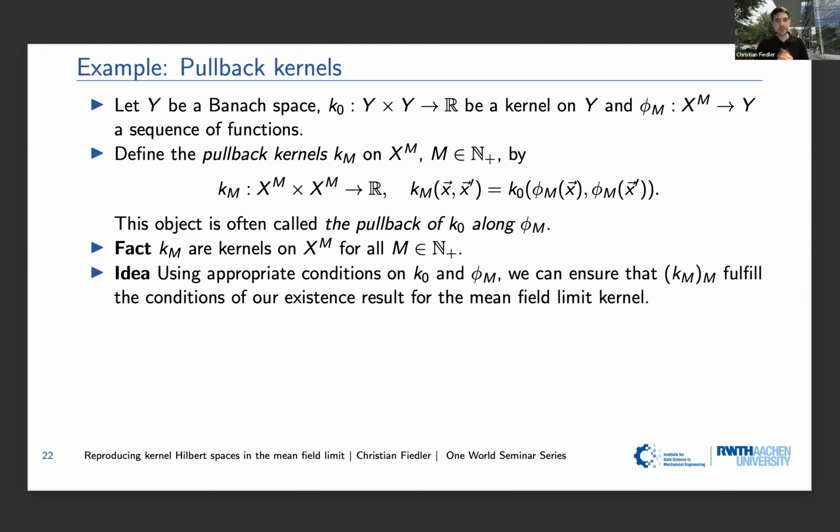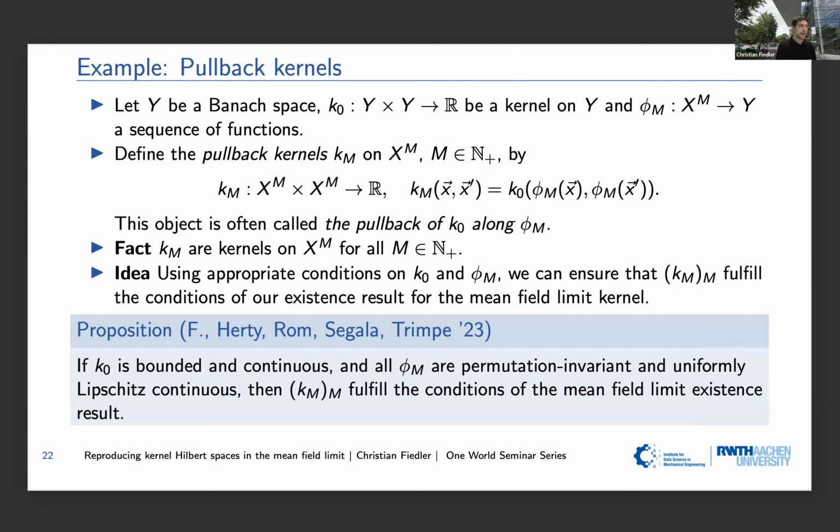And an obvious idea is then, can we find appropriate conditions on K0 and the functions phi m so that the resulting sequence also fulfills the existence conditions for the mean field limit kernel. It turns out the conditions are almost obvious. The base kernel K0 needs to be bounded and continuous, and all of the phi m's need to be permutation invariant and uniformly Lipschitz continuous. And then the sequence fulfills the existence conditions.